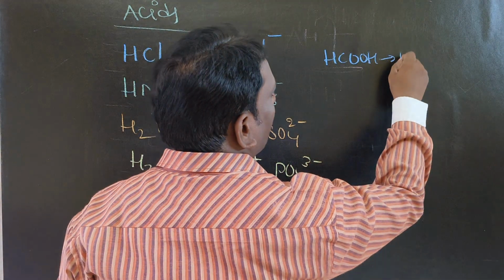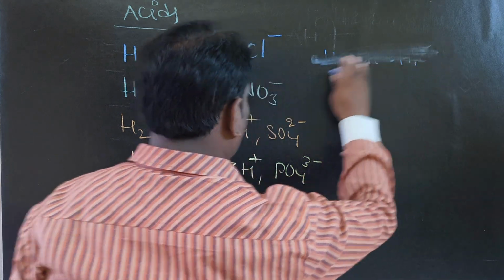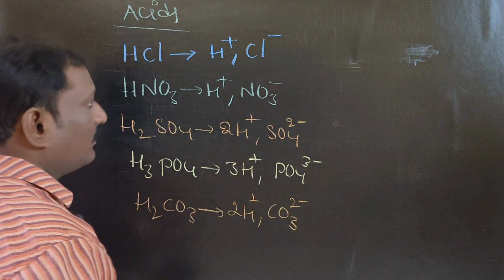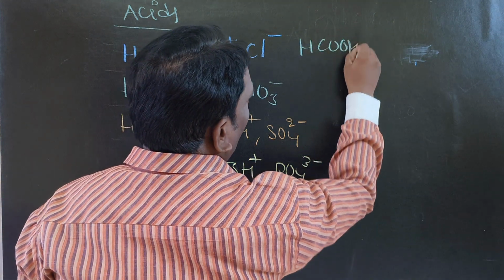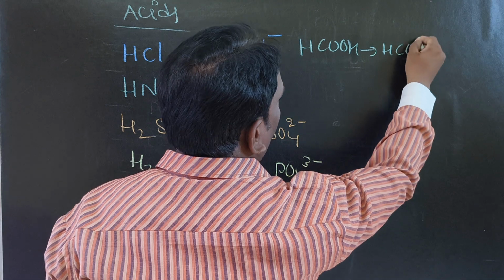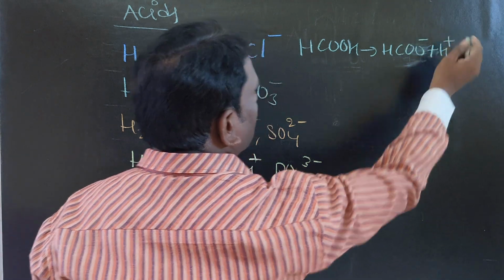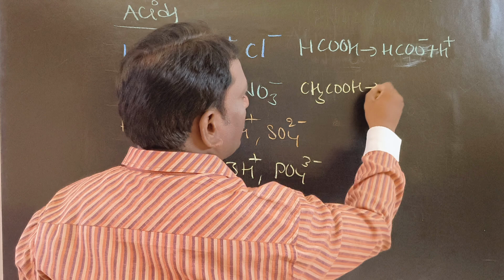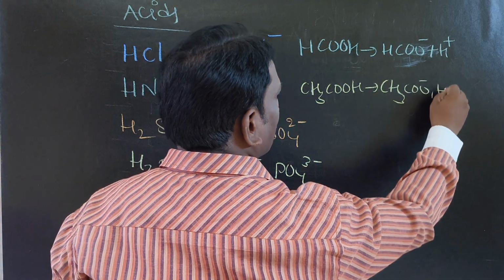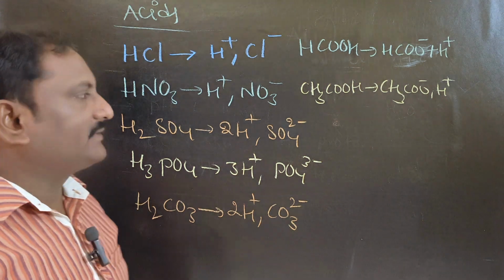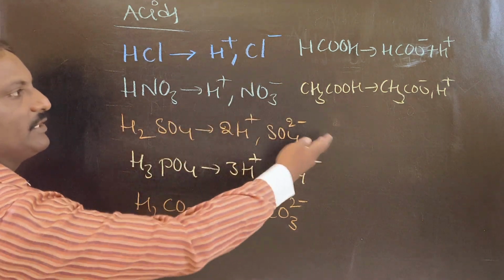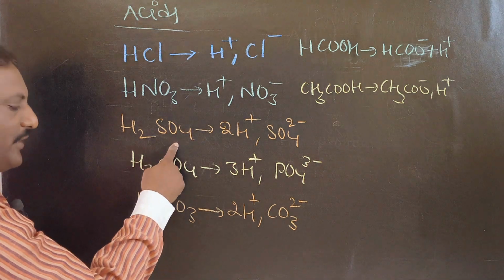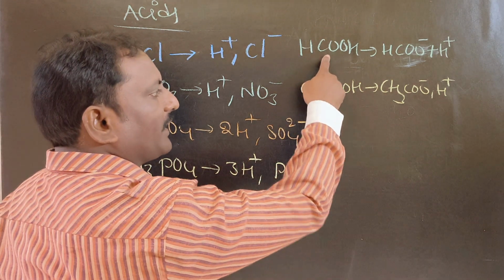Next, HCOOH, formic acid, splits up into HCOO minus and H plus. Acetic acid, CH3COOH, splits up into CH3COO minus and H plus. These are the very important examples of acid. Here all are ready to produce H plus ion when dropped in water. Please make note of it: hydrochloric acid, nitric acid, sulfuric acid, phosphoric acid, carbonic acid, formic acid and acetic acid.